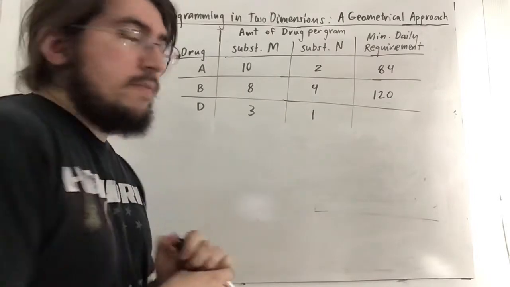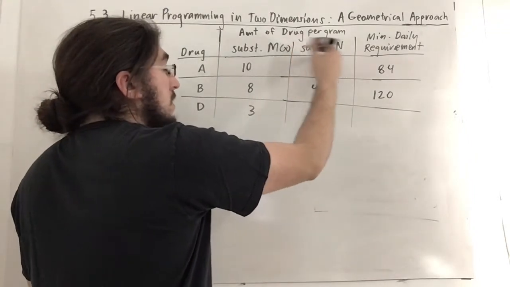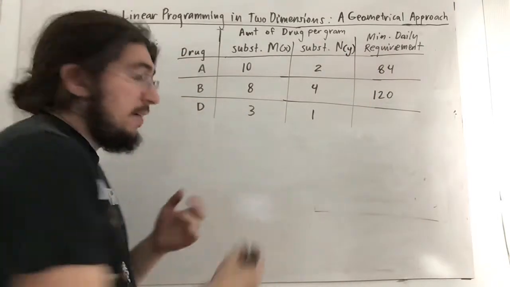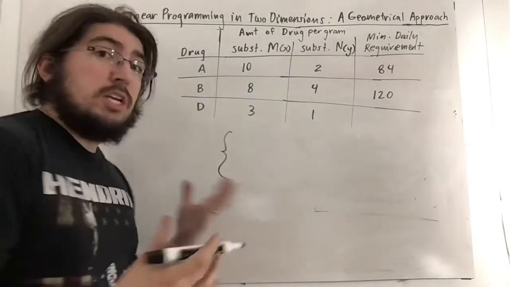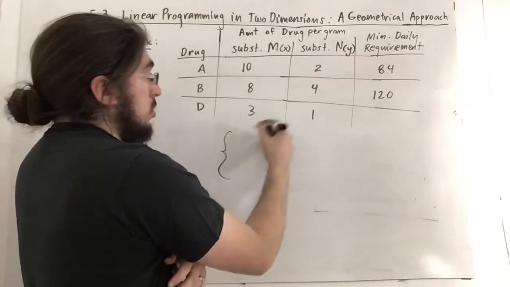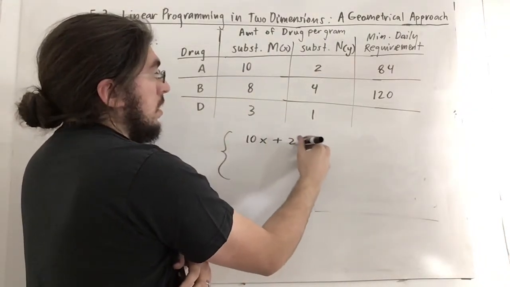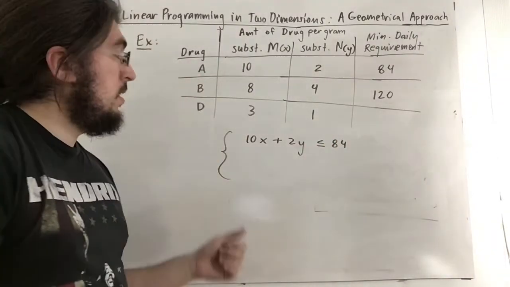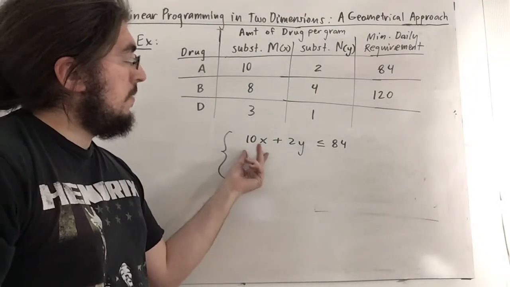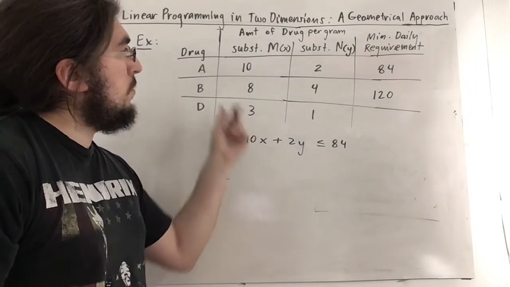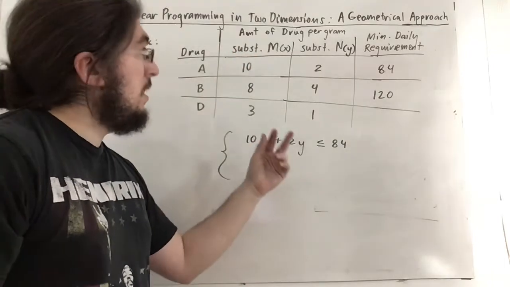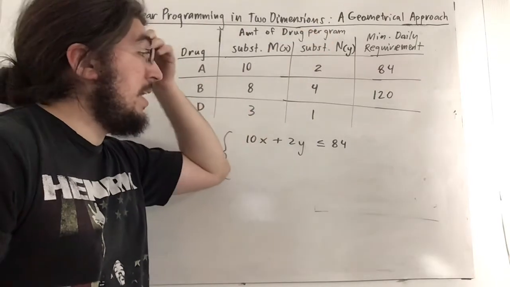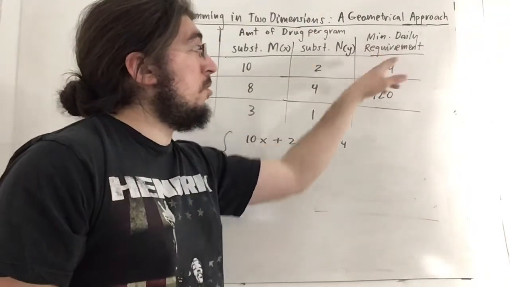Notice we need an x and y variable, so let's call M our x variable and substance N our y variable. And we actually have a system of inequalities, our constraints. Notice 10x plus 2y is going to be less than 84 for drug A. There's 10 units per gram of drug A in substance M, 2 units per gram of drug A in substance N. So we need a minimum daily requirement of 84.